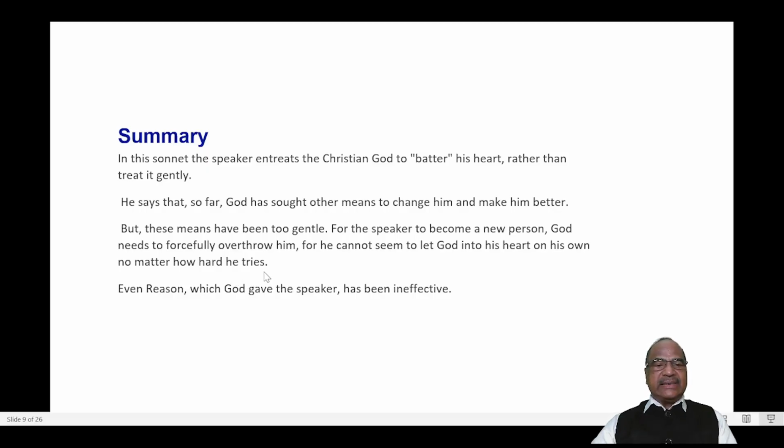The speaker says that God should try to batter his heart and forcefully demolish the Satan in him so that he can place the true spirit of God in him. Even reason, which God gave the speaker, has been ineffective.